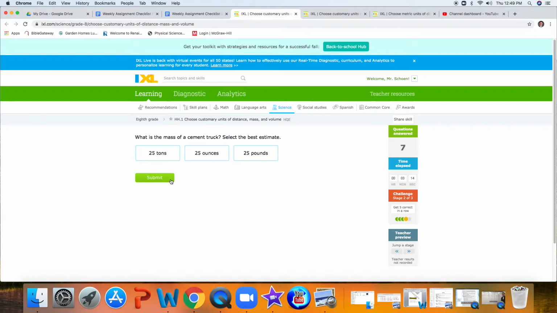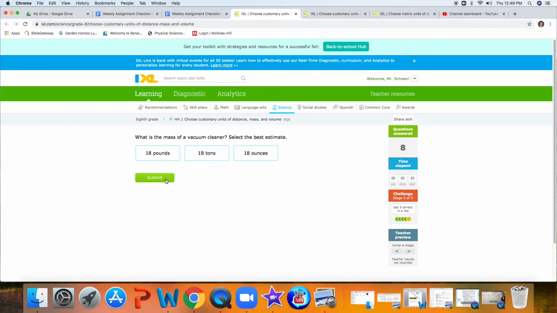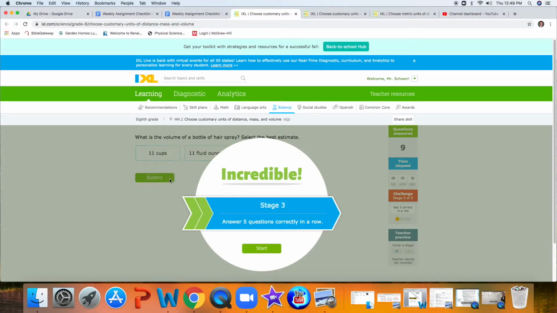Well done. What's the mass of a cement truck? 25 ounces, 25 pounds, or 25 tons, 50,000 pounds, especially if it's full of cement. Makes the most sense. Mass of a vacuum cleaner. 18 tons is way too much, 18 ounces is way too little, so it makes sense to make our appropriate selection. We're moving on to the next stage.